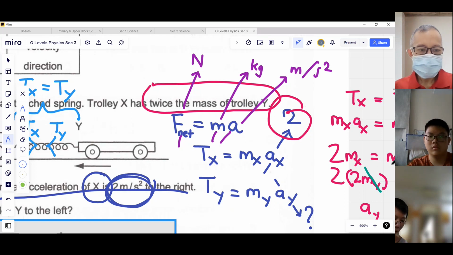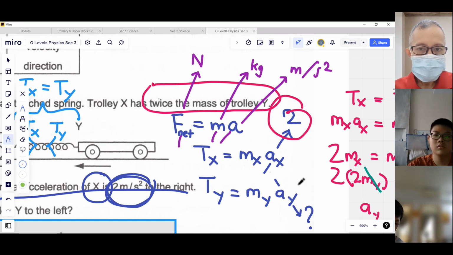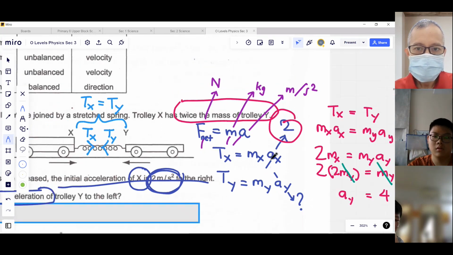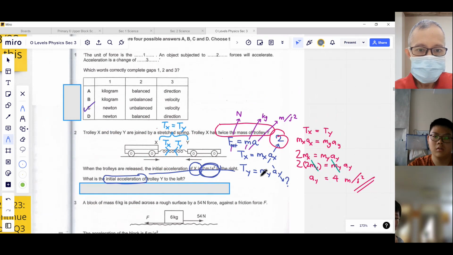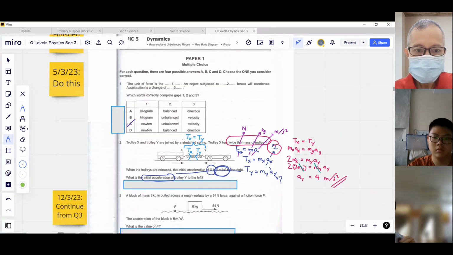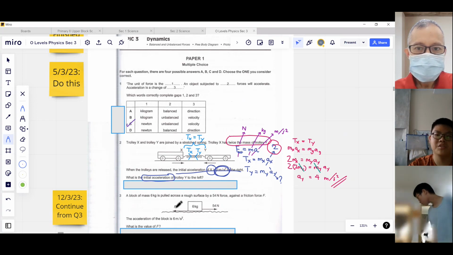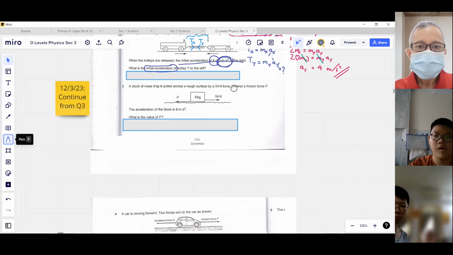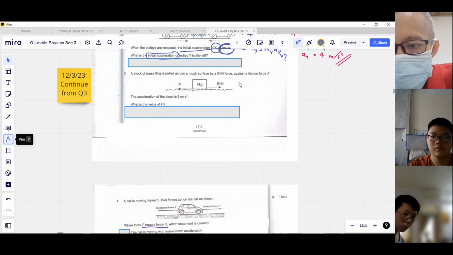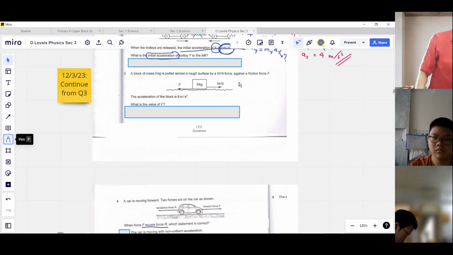I want you to work out the rest of the questions in your worksheet. Of course, any questions, please voice out now. No? Okay. Can you work out all the remainder starting from question 3? Meanwhile, let me check Devon's answers.